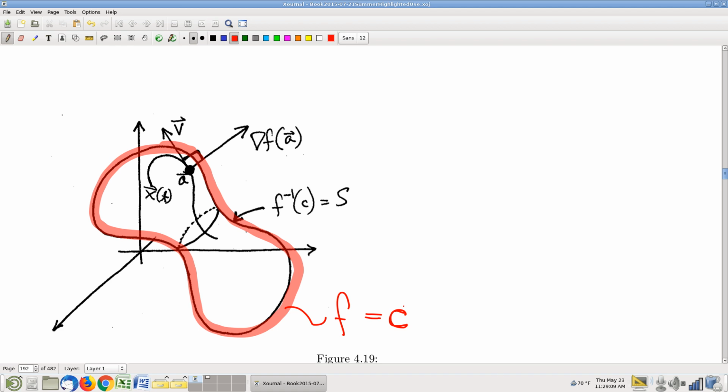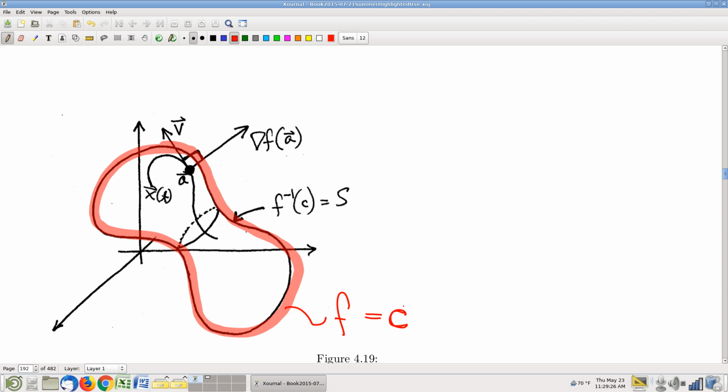If I were to take some curve moving along the surface, the value of f everywhere along this curve is always c, because we're on the level set. We're not moving off of this level set. F just doesn't change.